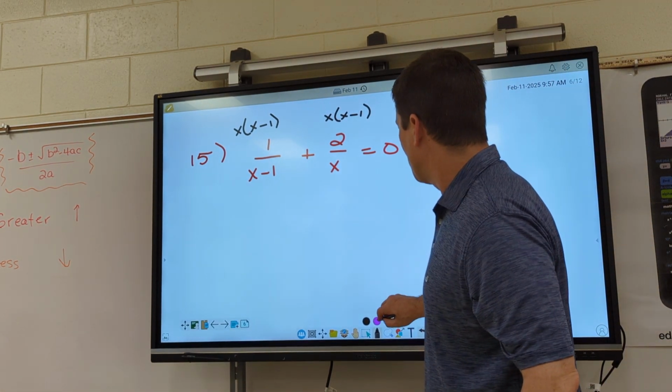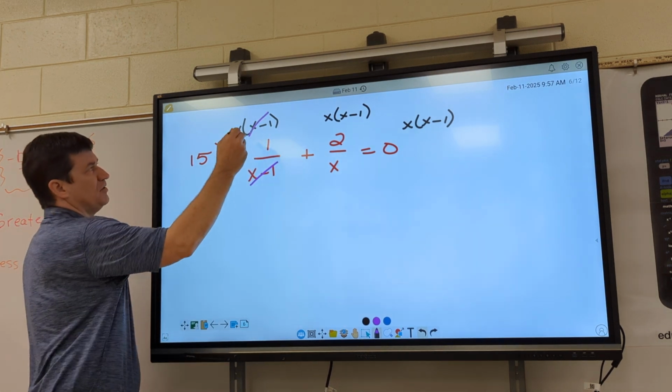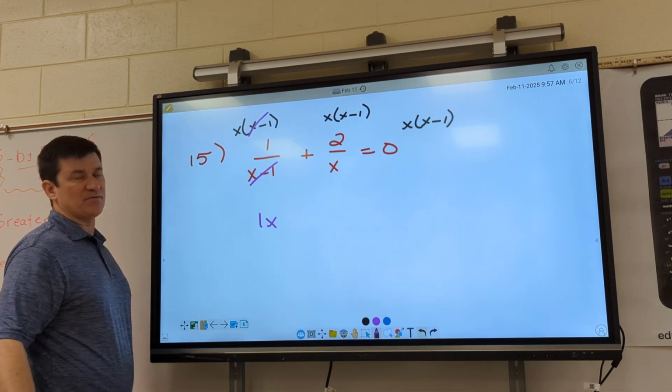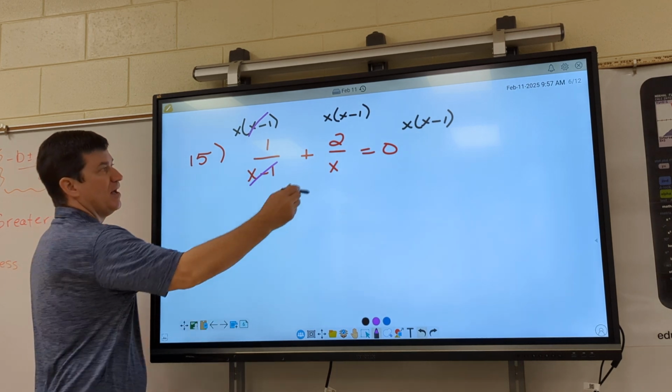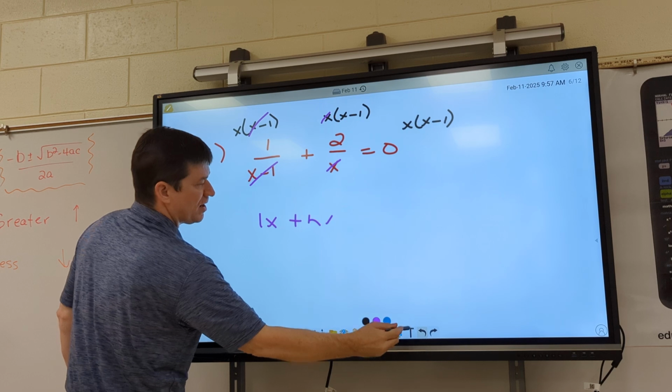All right, Hayden Stanley, what do we cross out on that first fraction? All right, look, guys, all you do is multiply and bring down 1x. What cancels out on the second fraction? Anybody? The x's. Multiply what's left, so that'll be 2x minus 2.